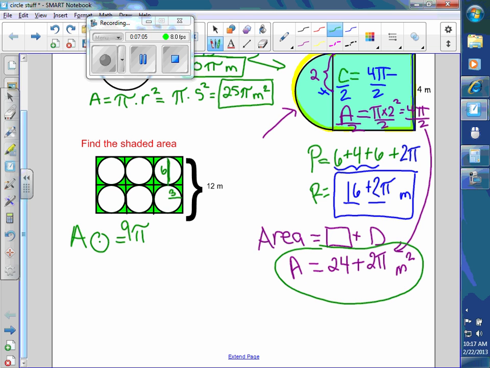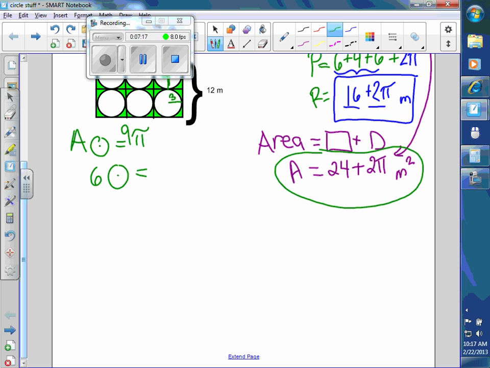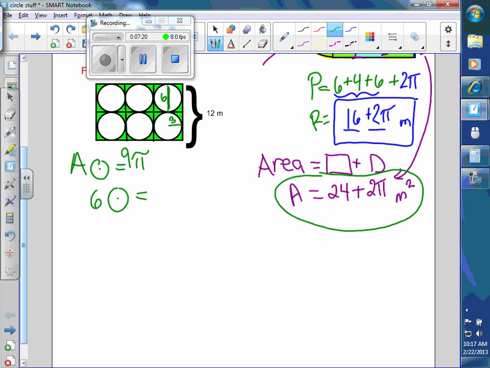And how many circles are there? There's 6. Right, so we're going to do 6 circles. Okay, let Ingrid finish. She's still working. So the area of 6 circles would be 6 times 9. Which is, don't yell it out, let her do it, which is 54 pi. Right.